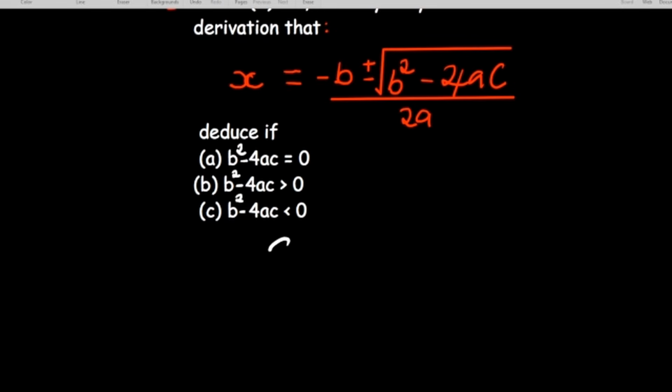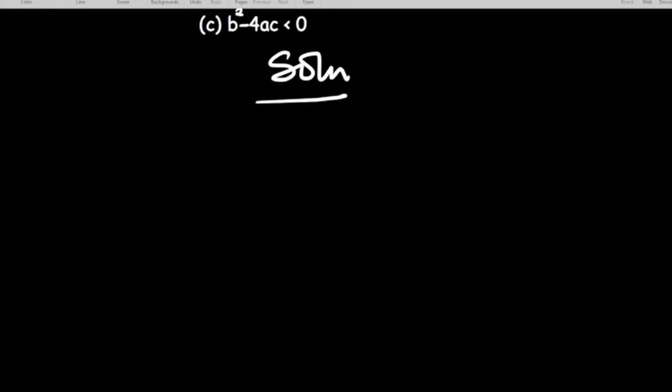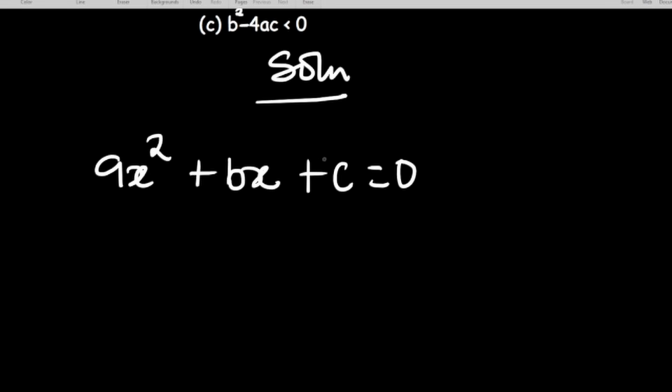Here I'm going to write my solution. And then how do we derive this very formula, or where does it come from? Well, we need to know that the general form of every quadratic equation is given by ax squared plus bx plus c equals 0. This is the general form of every quadratic equation.